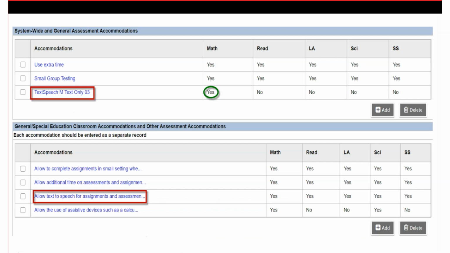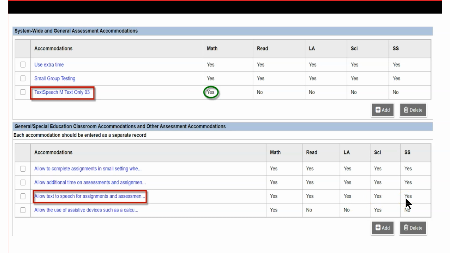As you can see, the CSE team has determined that text-to-speech for math is a required accommodation for this student under the system-wide and general assessment accommodations. They also indicated it under the classroom assessment as well as other assessments to use for other content areas, as you can see for math, language arts, reading, science, and social studies.